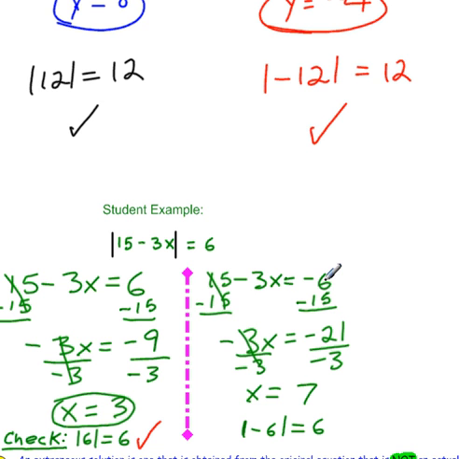15 minus 3x equals -6. Alright? Subtract 15 this time, you get -21. Divide by -3. Negative divided by negative is +7. So my answer on this one was +7. Alright, let's check it now. 15 minus 3 times 7 is 21. 15 minus 21 is -6. And the absolute value of negative 6 is positive 6. So it checks. In both of the previous examples, the one I worked and the one you worked, both answers worked when you went in to check them out.